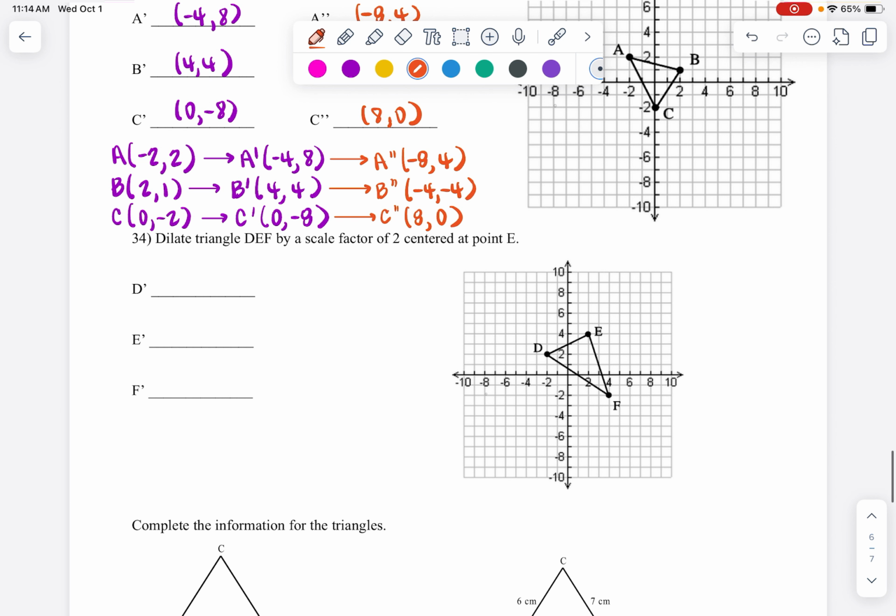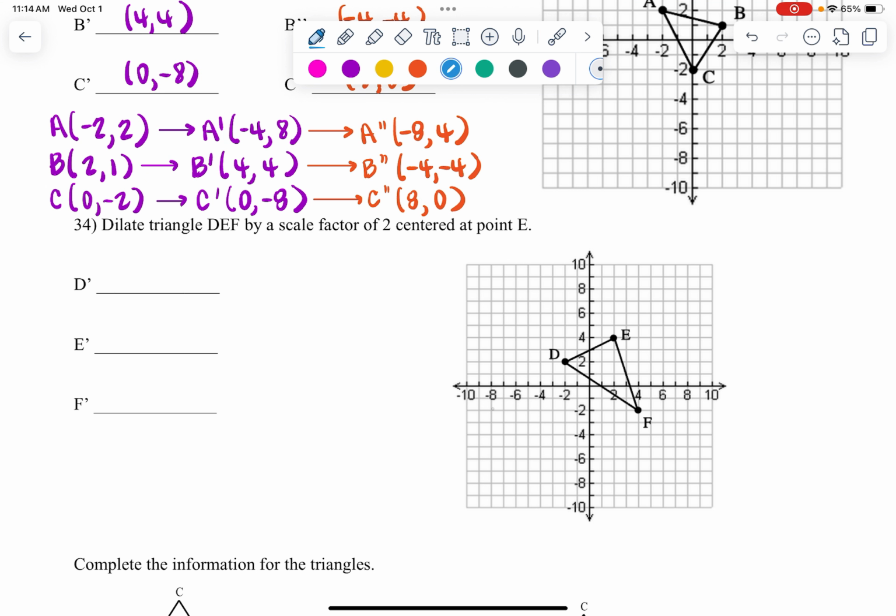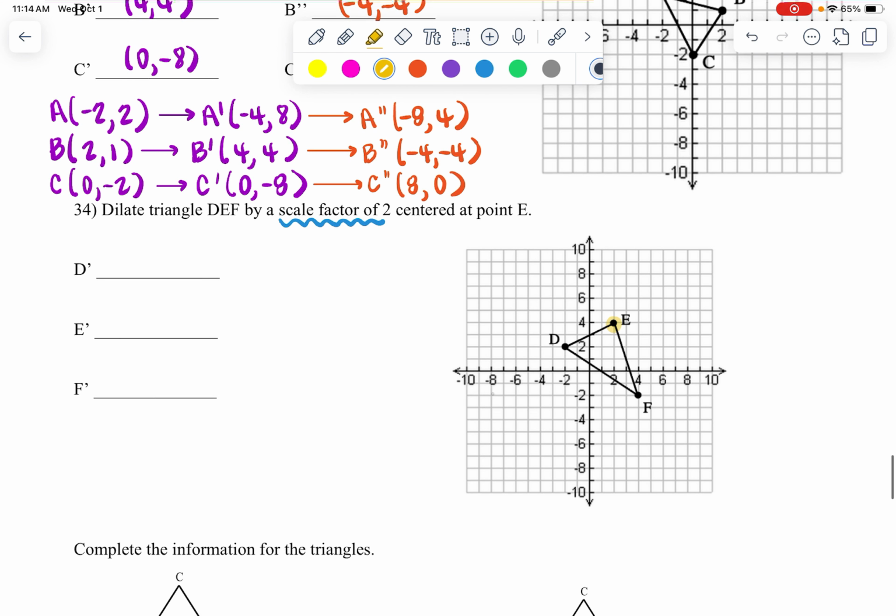All right, whew, that's a long review. Number 34, dilate triangle DEF centered at point E by a scale factor of 2. Okay, so notice we're not at the origin, which means we just can't double the coordinates, right? We have to actually analyze the movement, and we're centered at point E. So that's like our little flashlight. Remember us having that conversation? So we need to double everybody's distance from E is essentially what that's saying.